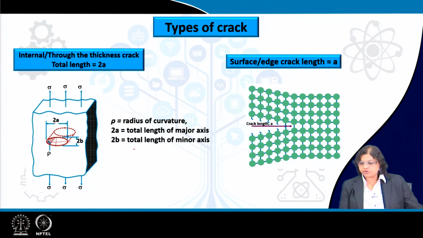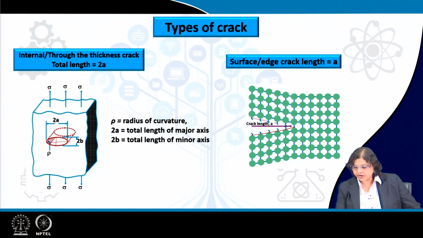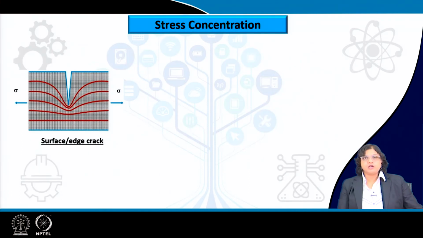On the other hand, there could also be an edge crack, also known as a surface crack. In this case, the crack is actually half of the total elliptical crack. Let us say the other half is this part and we have truncated it at the surface. That makes the crack half the crack, and in this case the crack length is considered as a, not 2a, but a. So, what happens when there is a crack present in a component?